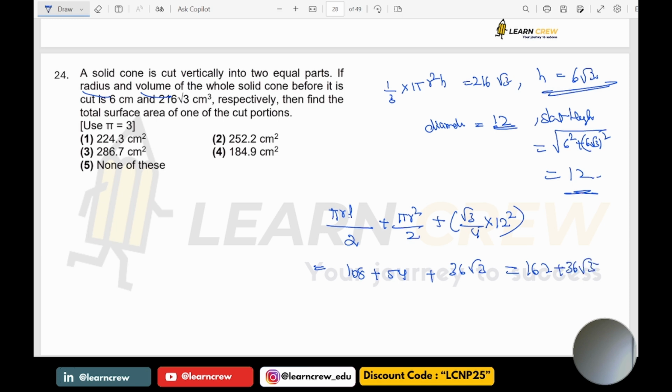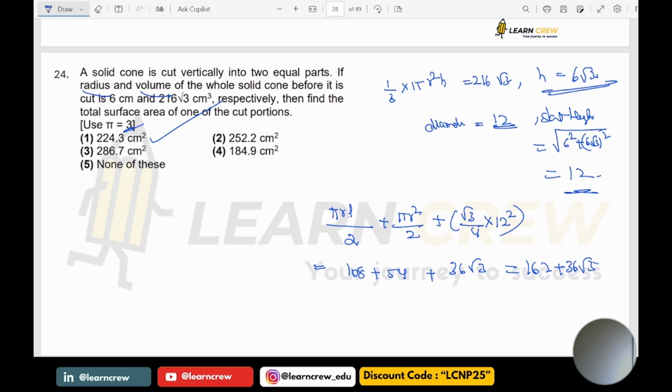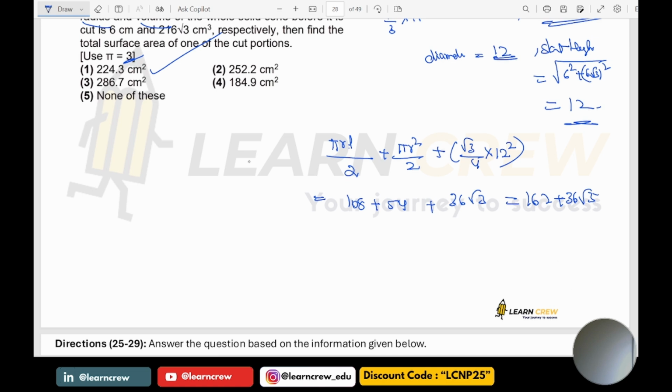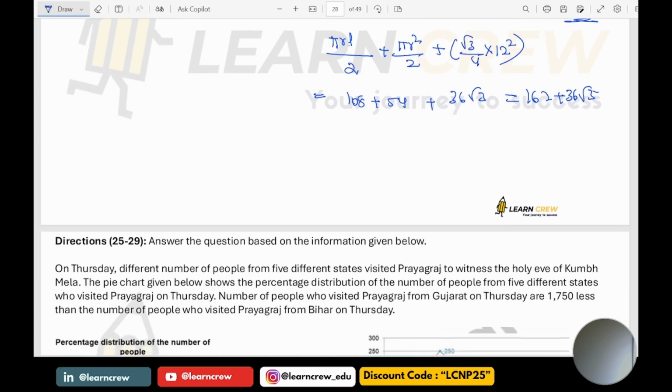So what is the approximate value here? Root 3 is 1.732, thereby it is 224.3. 224.3 is the answer. And here the value of pi is taken as 3.